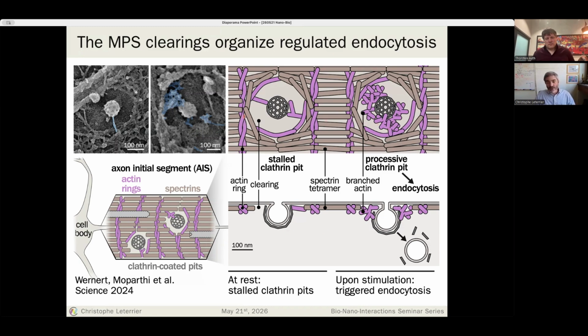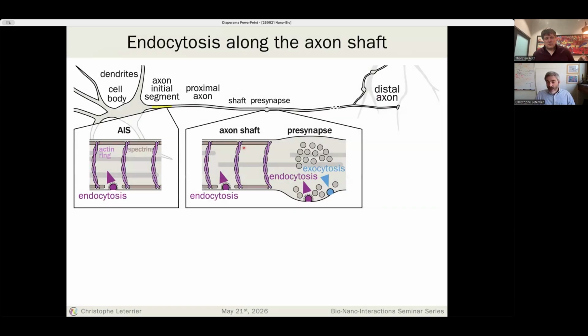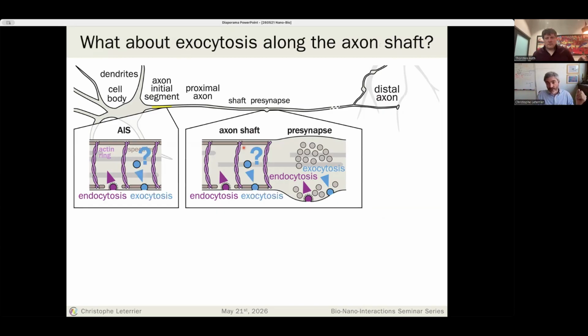And so this is a new way of doing regulated endocytosis that we published last year or 2 years ago. And I would like now to talk about the converse process. I told you about endocytosis, but what about exocytosis? This is work that is being finalized by my postdoc, Teresa Wissner.